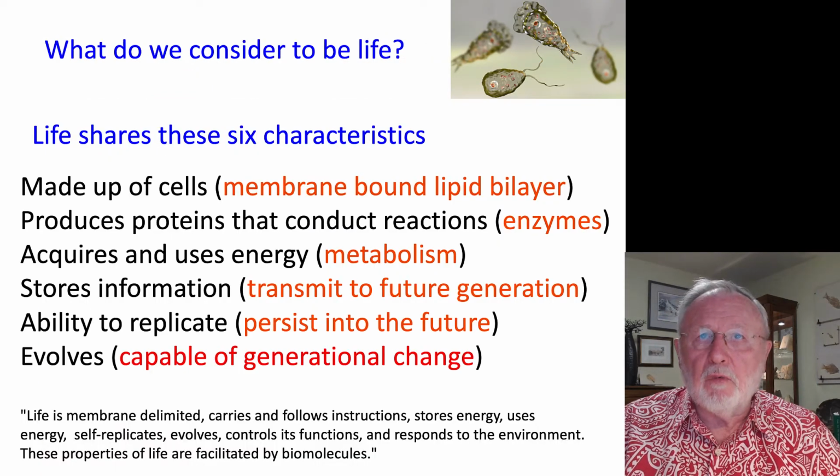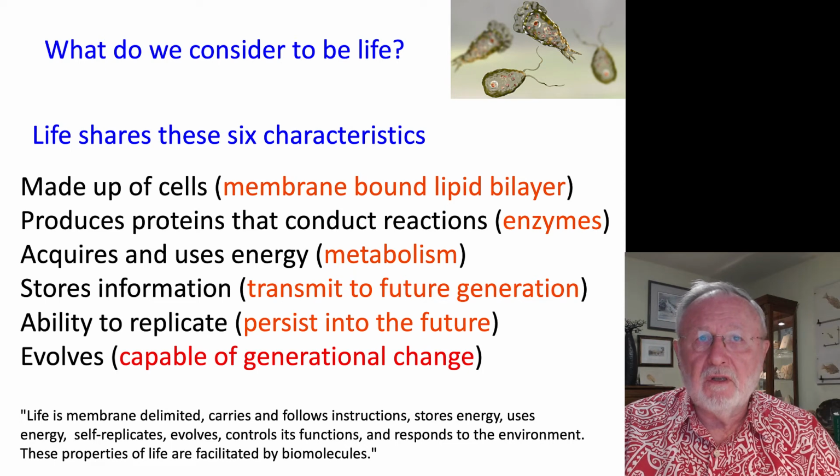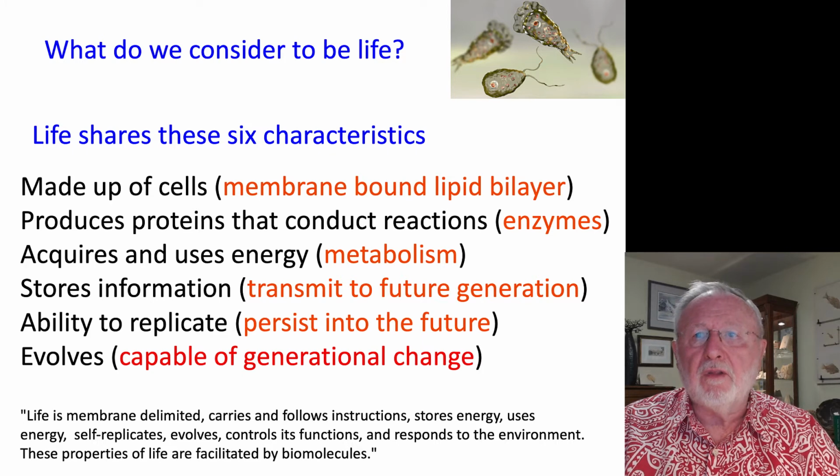So to begin with, what do we consider to be life? Well, we have a strict definition that we're using, and that is that life has 6 common characteristics. First, life is made of cells. That is, it has a membrane-bound lipid bilayer. Second, life produces proteins that conduct reactions. We call them enzymes.